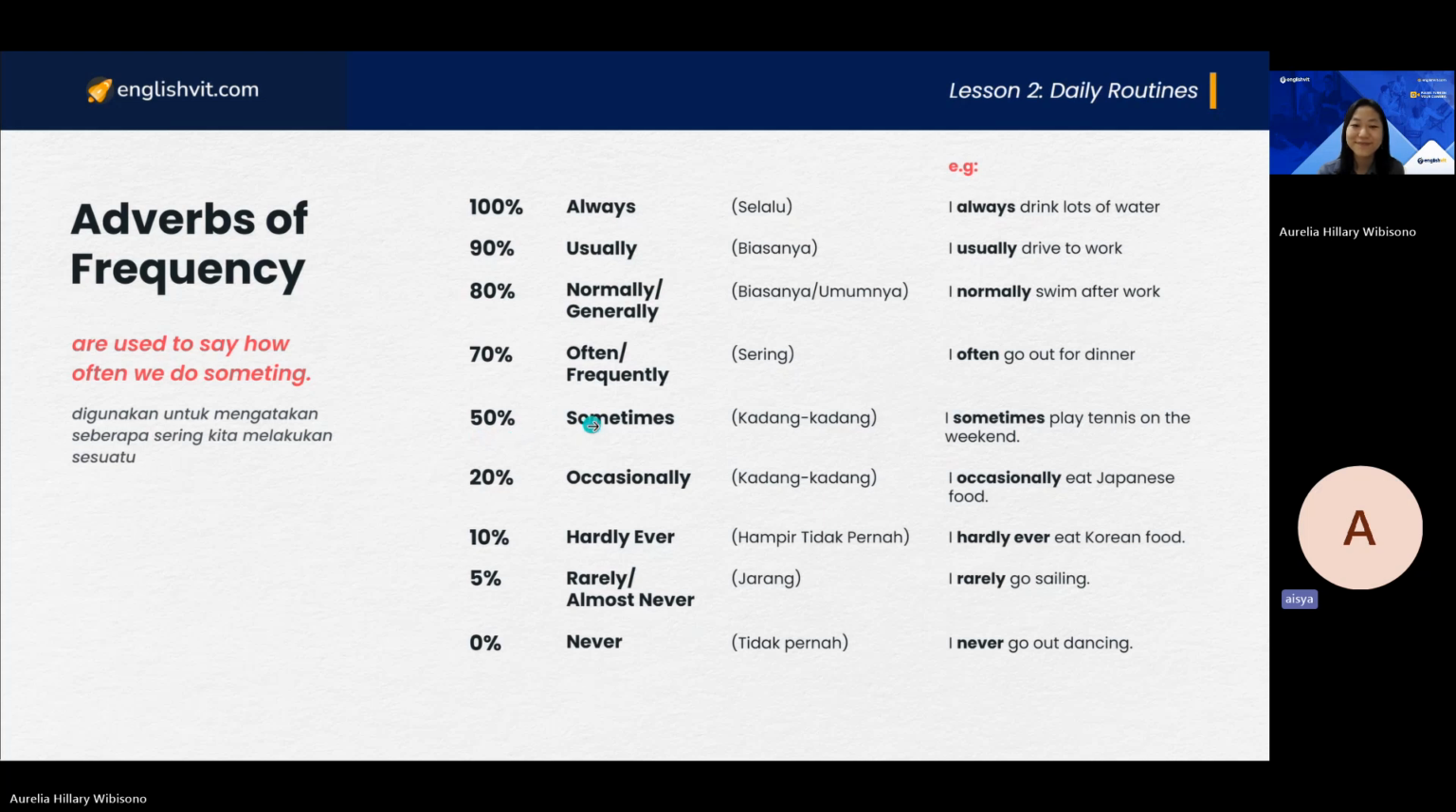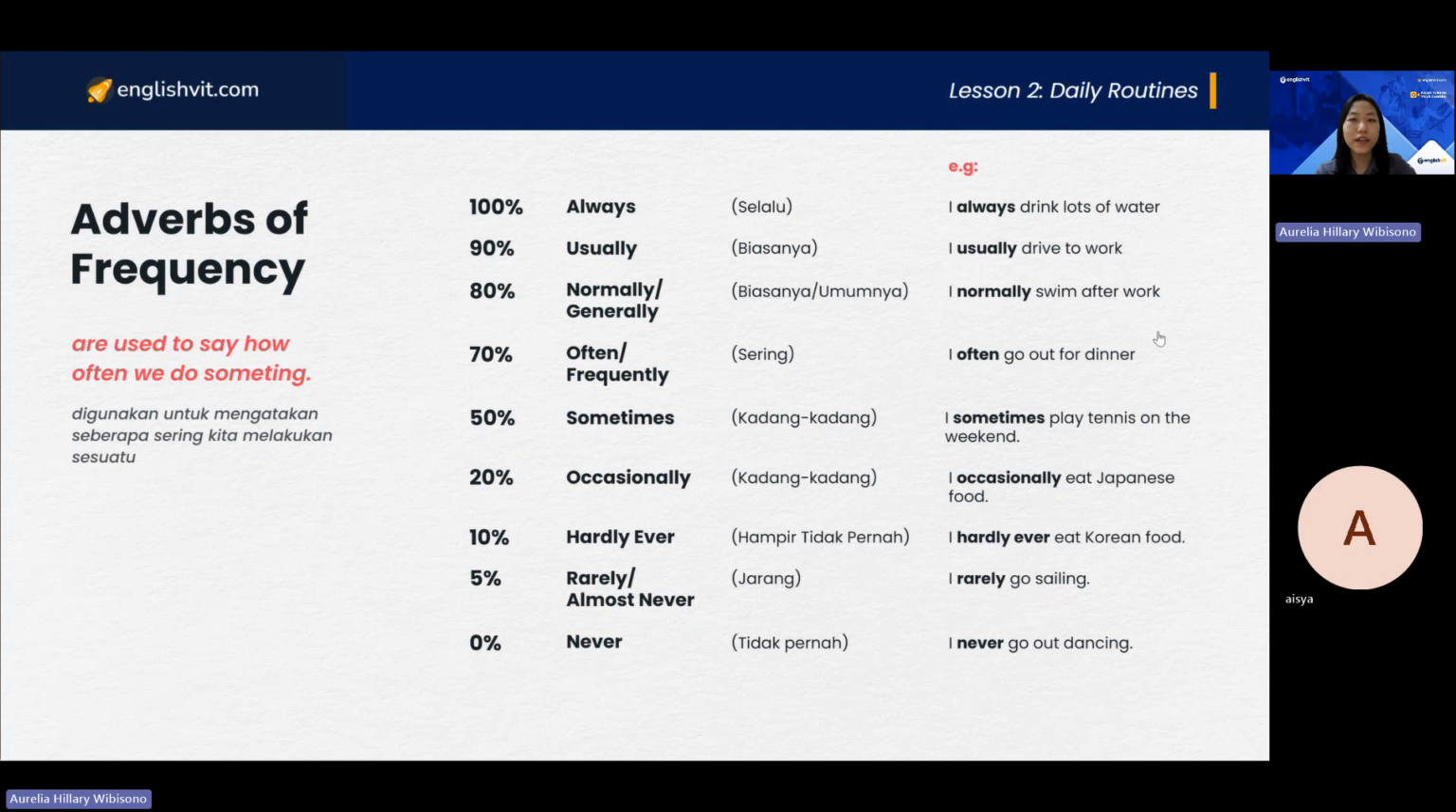50% sometimes atau kadang-kadang. For example, I sometimes play tennis on the weekend. Terus 10% hardly ever atau hampir tidak pernah. I hardly ever eat Korean food. 5% rarely or almost never, jarang. I rarely go sailing. 0% atau never atau tidak pernah. I never go out dancing.